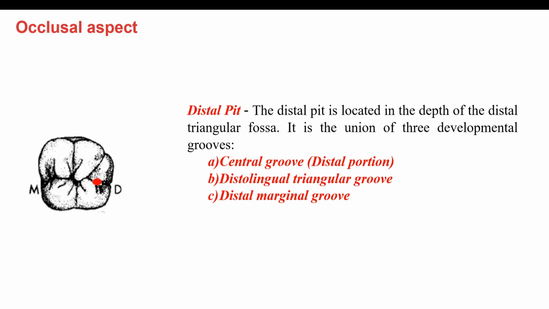The third pit is the distal pit, deepest point of the distal triangular fossa, and is the junction of the central groove, the distolingual triangular groove and distobuccal triangular groove.